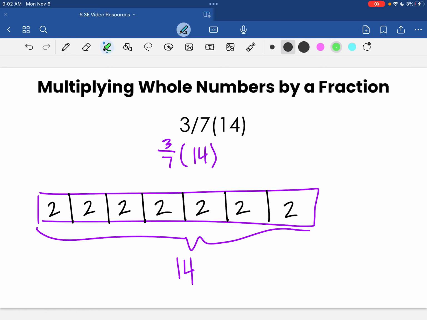Now what that means is 1/7 is 2. 2/7 would be 4. But I want 3/7, which would be 6. So 3/7 of 14 is equal to 6. And let's look at one more.